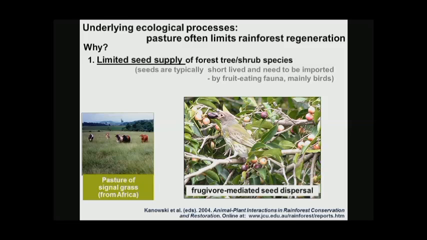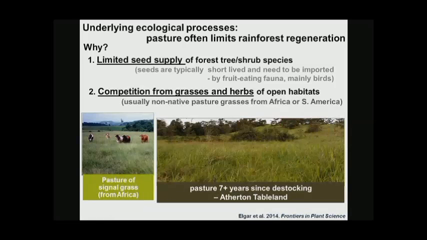The second reason that pasture often limits rainforest regeneration is that these pasture grasses are very competitive. They are themselves introduced species, mostly from Africa or perhaps South America, and they are selected for fast growth and thick growth, and therefore it is hard for the seedlings of rainforest trees to get established amongst the grasses.